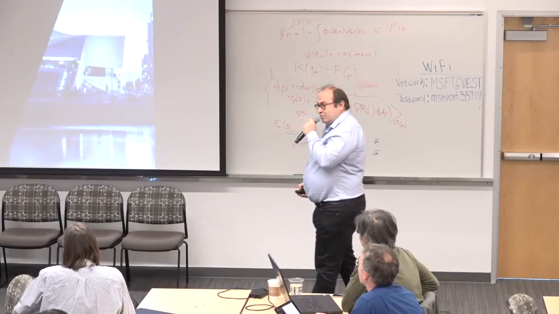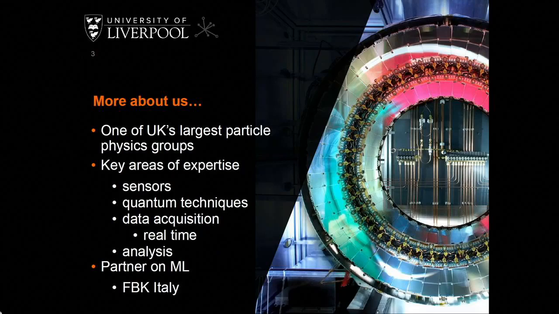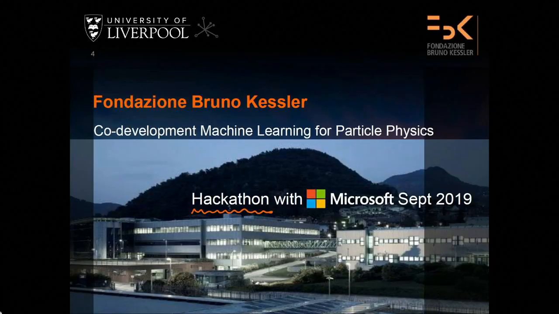Over the next few minutes, I'm going to tell you a little bit about why we're interested in machine learning. I'm an experimental particle physicist, not a theorist. I work at Liverpool, and we do experiments all around the world, and I'm going to concentrate on the ones we do at CERN today, and one very specific one, the LHCb experiment. Our first job is to provide the core of these detectors, which are big 3D cameras.